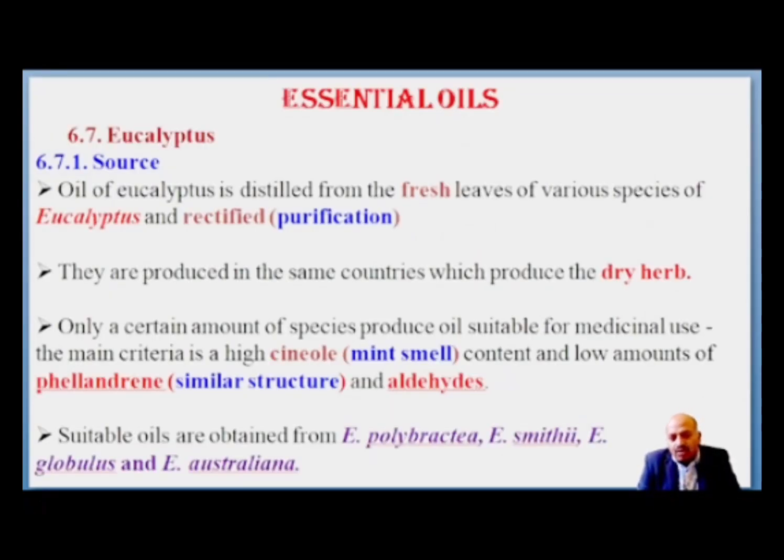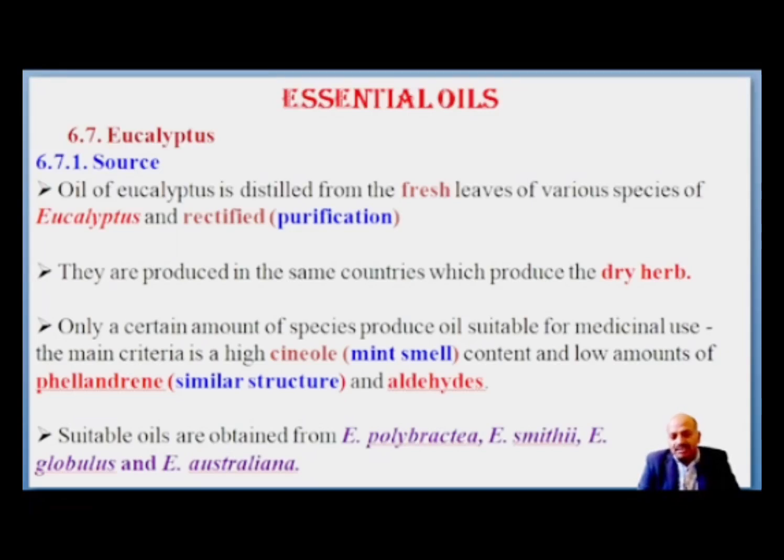Next one is eucalyptus oil. Source of eucalyptus. Oil of eucalyptus is distilled from the fresh leaves of various species of eucalyptus and rectified. That means a purification process takes place. Eucalyptus oils can be obtained from the fresh leaves of the eucalyptus tree or the plants, we can say. So they are produced in the same countries which produce the dry herb. First of all, the leaves which have moisture content will be dried, called a dry herb. From there, the eucalyptus oil can be prepared in the same place.